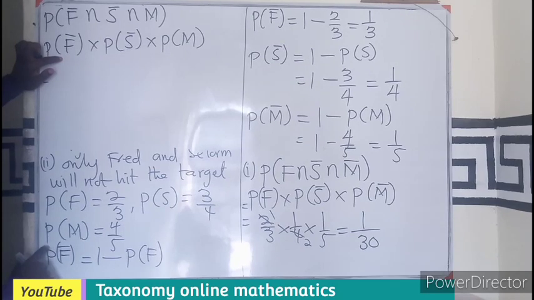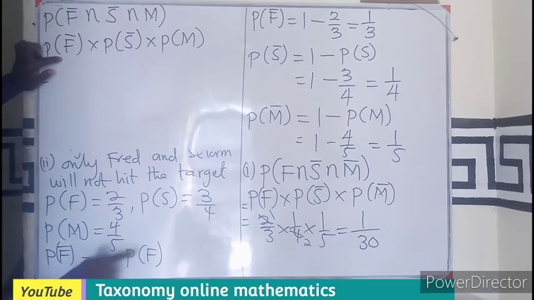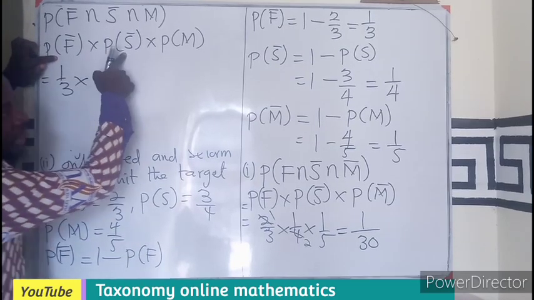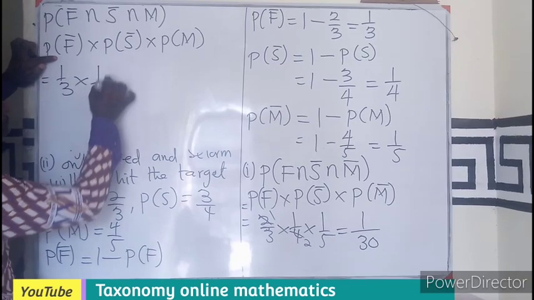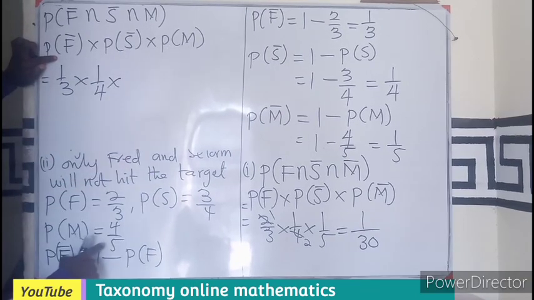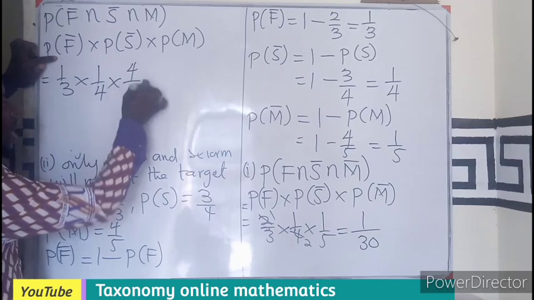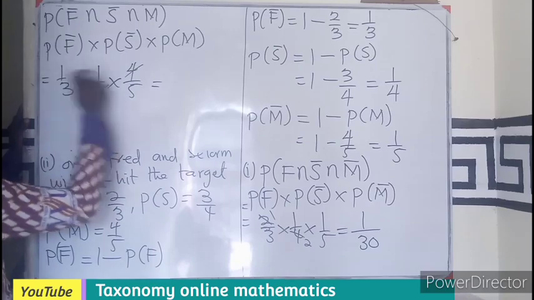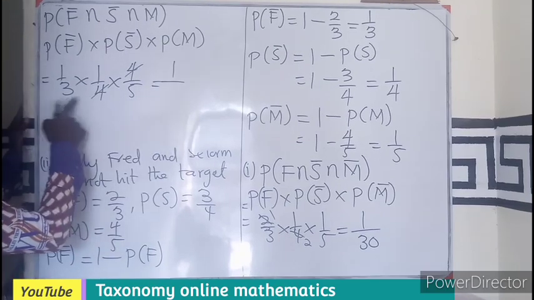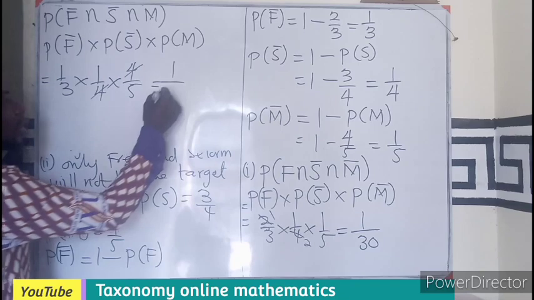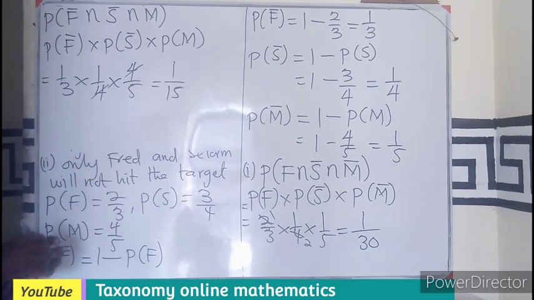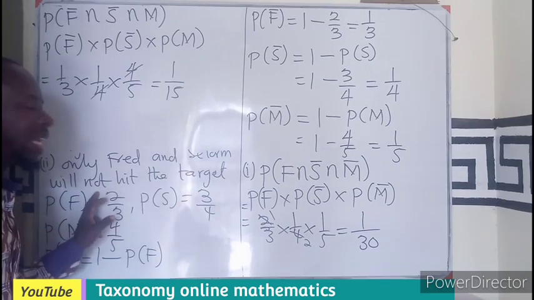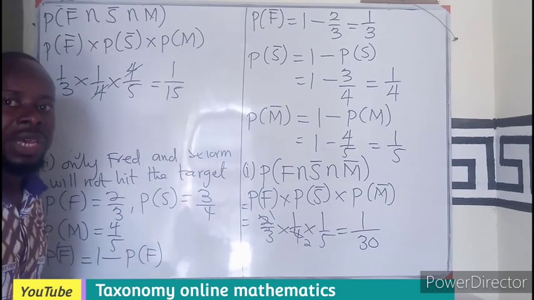So how do we substitute? We know Fred not hitting the target is given to us as 1 out of 3. Salom not hitting the target is 1 out of 4. Then Malik hitting the target is given as 4 out of 5. So per that, this will cancel. 1 times 1 times 1 will be 1. Then 1 here will multiply 3 times 5, which is 15. So 1 out of 15 will be the probability that two of them will not hit the target, but the third person will hit the target.